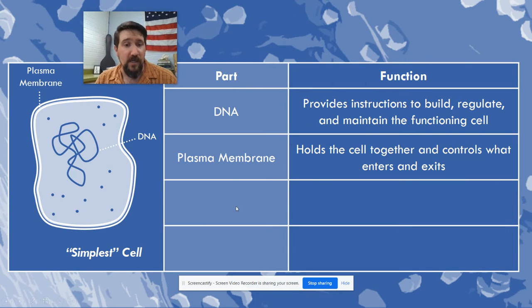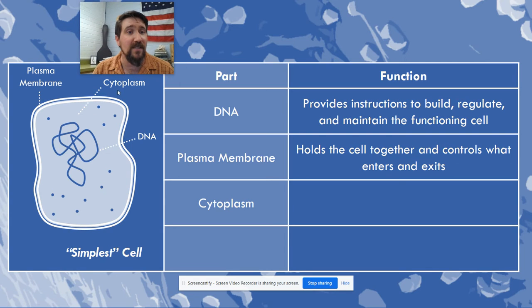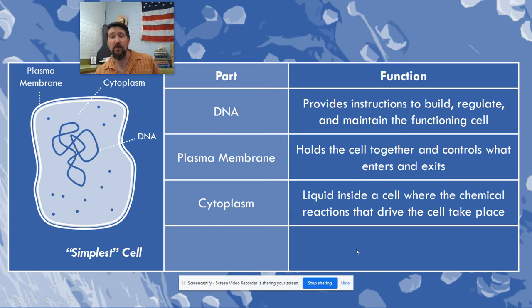All right, the next thing we're going to need is some way of having chemical reactions occur in the cell. In order to do that, we need water. We need liquid inside the cell containing chemicals that can do all of those necessary chemical reactions. That's where the cytoplasm comes in. So most of the inside of this cell right here is going to be sort of the ooey gooey goodness, the juice on the inside. That's the cytoplasm, okay? This is going to facilitate those chemical reactions that drive the metabolism of the cell.